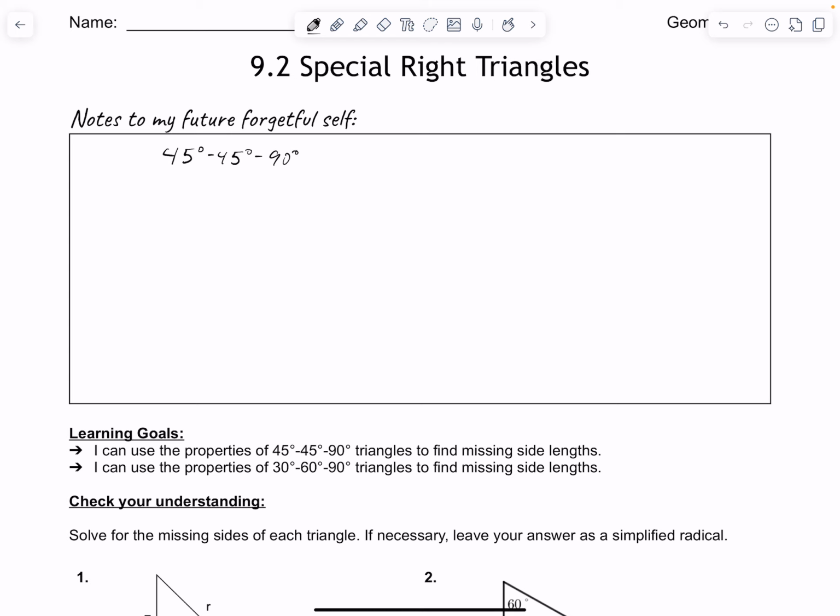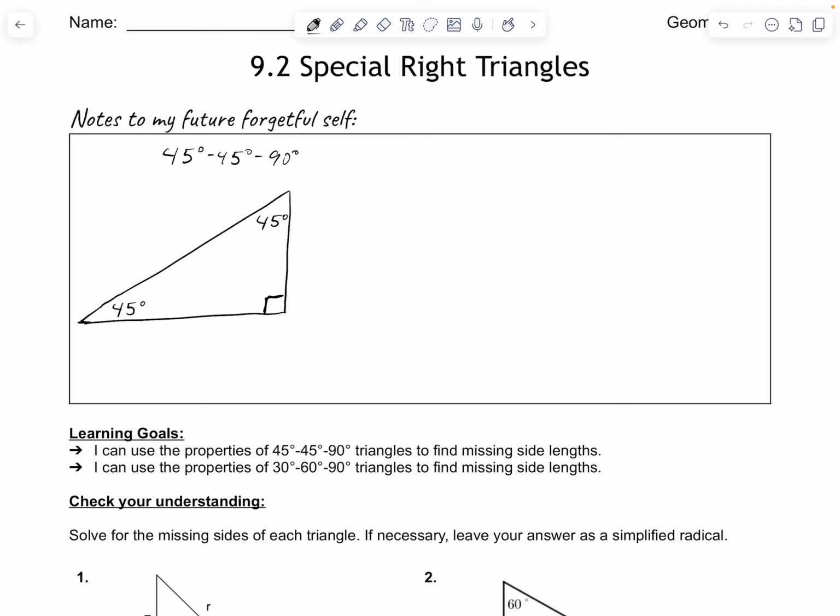And we did a proof like this in class that would help us walk through how we got all of these different ratios for the relationship between the sides. But we know this is a right angle. We know this angle is 45 degrees. This one is also 45 degrees.